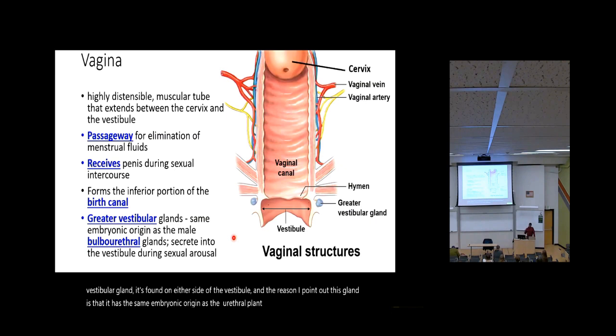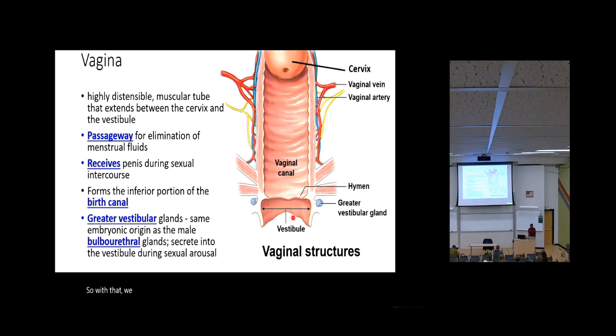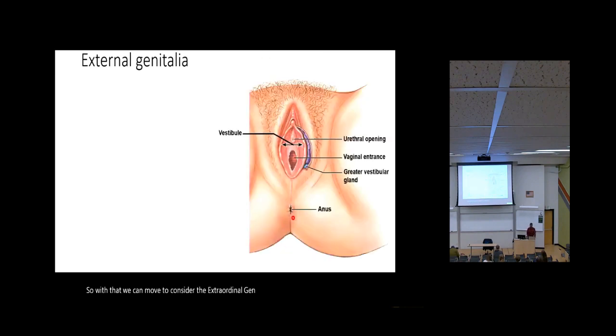So I mentioned three accessory glands in the male reproductive system. You have the seminal vesicles, followed by the prostate gland and the bulbourethral gland, and it is the bulbourethral gland which will produce an alkaline mucus during arousal, and even in females this greater vestibular gland will secrete this mucus secretion during the arousal.